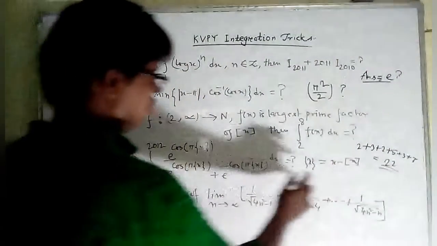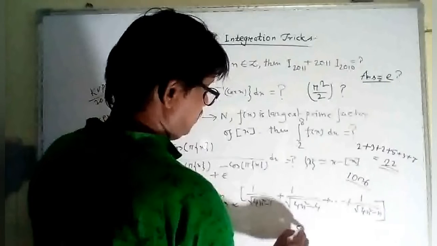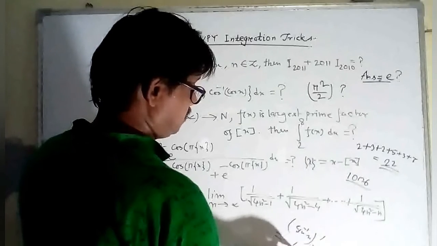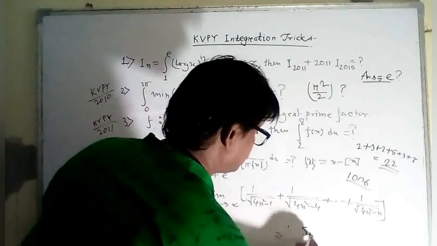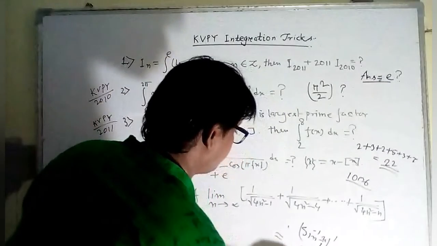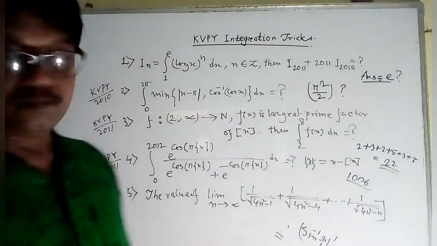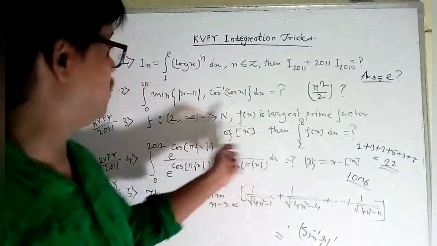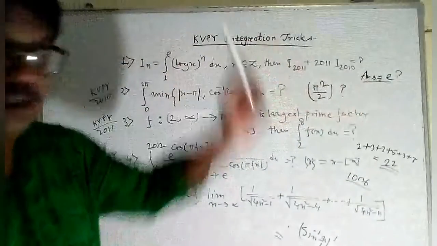And the answer of this is 1006, and the answer of this, sine inverse x by 2 from 0 to 1, that is sine inverse of half, which means pi by 6. The answer of this question is 22, the answer of this question is pi square by 2, the answer of this question is e.